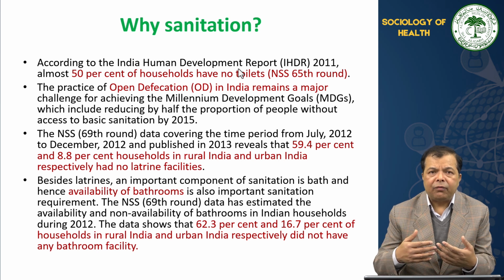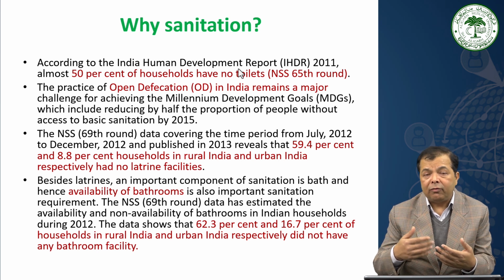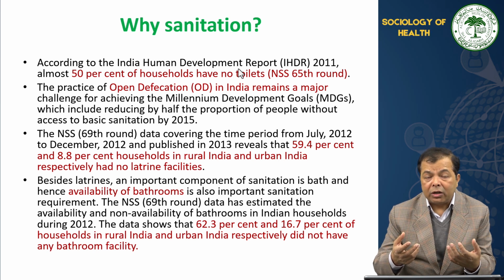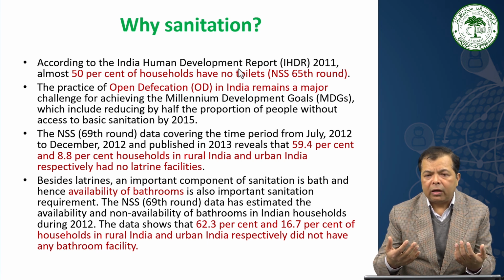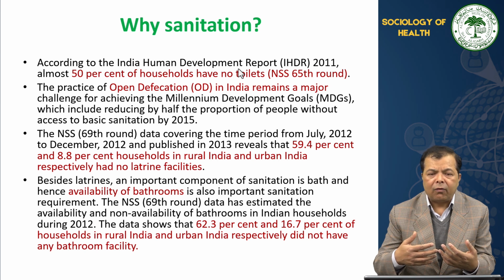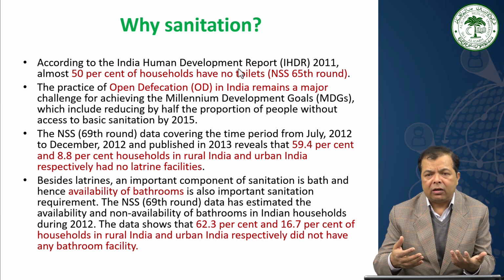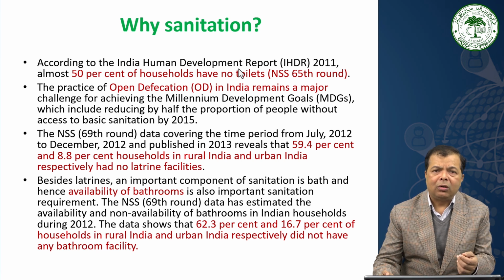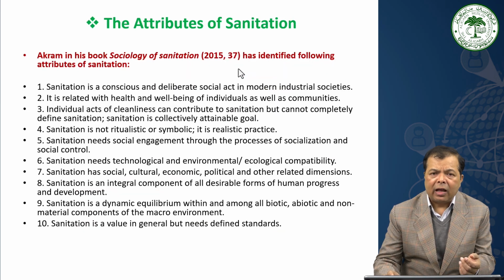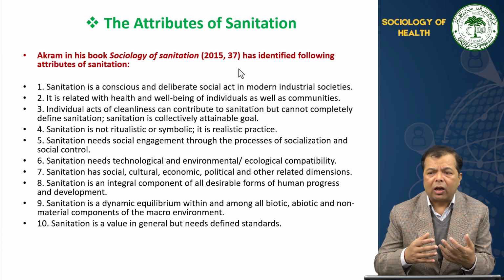Then another important figure is related to bathrooms, right? Because when we are talking about sanitation, then we need to talk about safe water also, right? So a good number of household, rather, if you go by the number, then 62.3% and 16.7% of households in rural India and urban India respectively did not have any bathroom facility. So in terms of the basic infrastructure required for good sanitation, there was absolute dearth, or we were lacking in that, and the various reports do talk about those things.